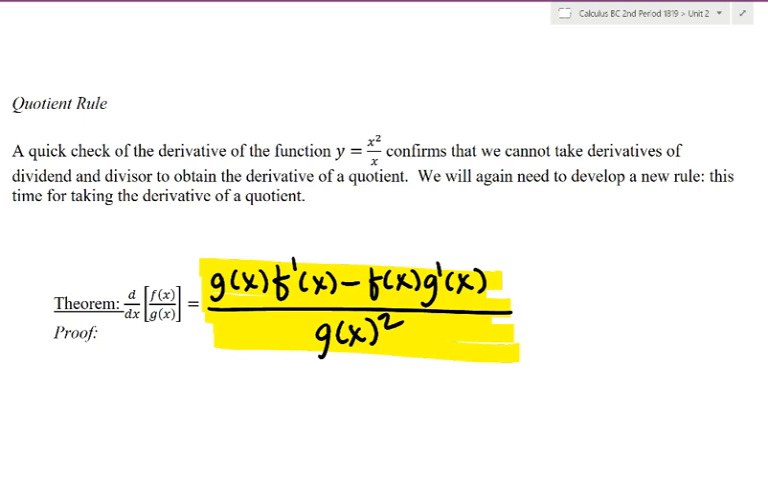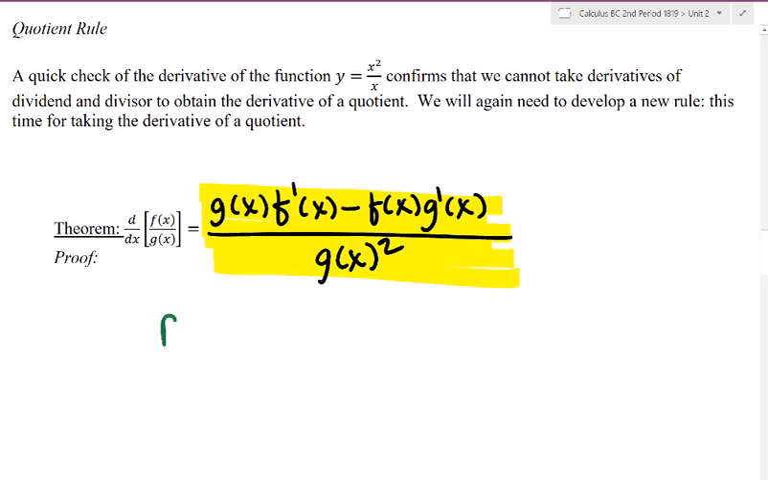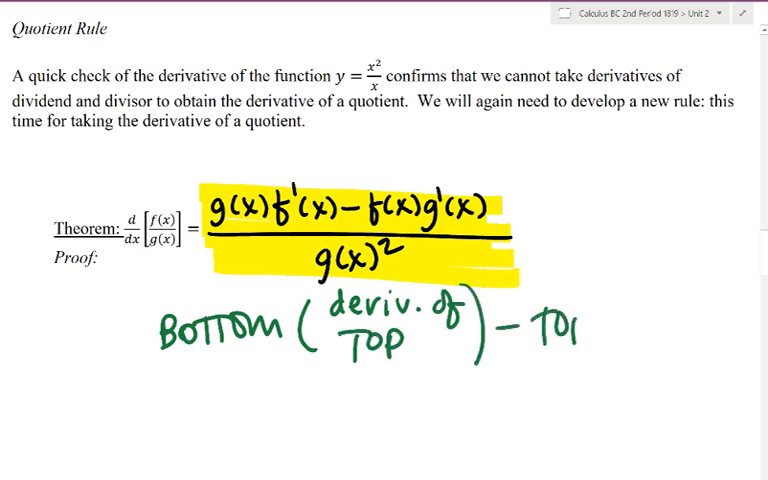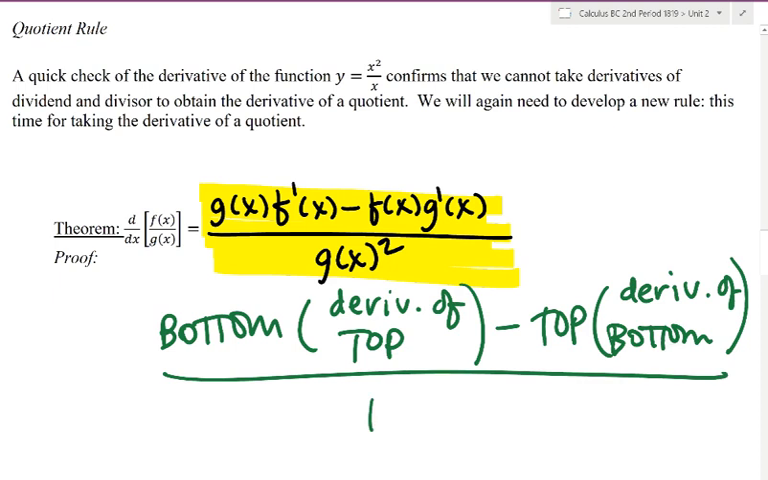So what I recommend you remember is really: bottom times the derivative of the top, minus the top times the derivative of the bottom, over the bottom squared. That's really going to be the way to go. And I'm sure, if you hit the internet or look on YouTube, there are mnemonic devices to help you remember. But really, it starts with the bottom times the derivative of the top. Then you can probably remember the result.